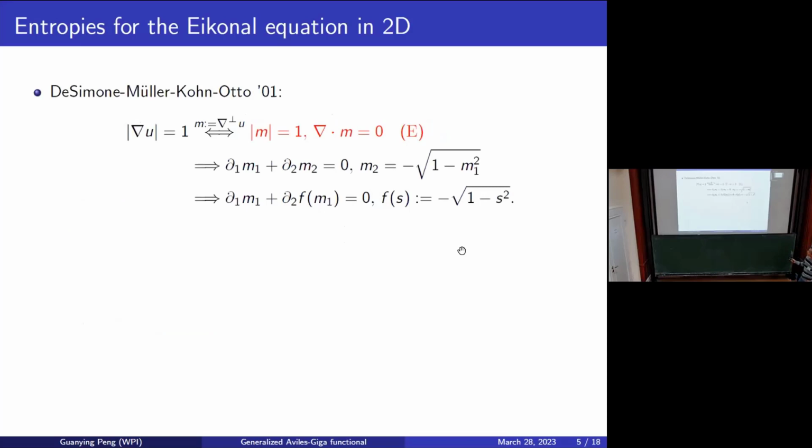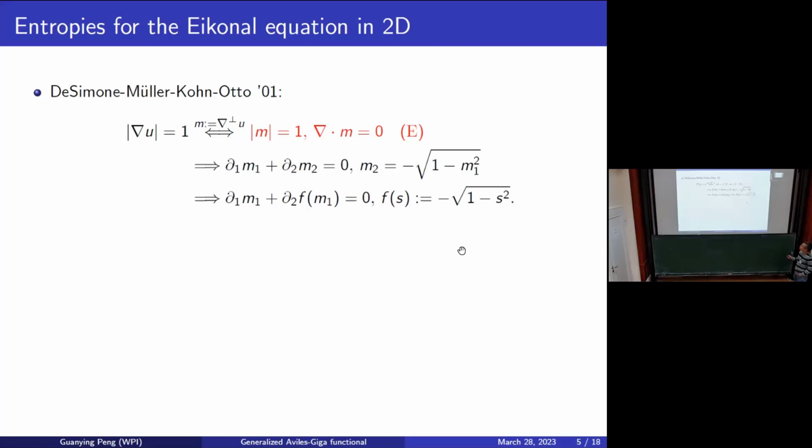Following the presentation in the work of Moni, Muller, Kohn, and Otto, we can reformulate this Eikonal equation in 2D as a scalar conservation law, as we mentioned in his talk. We introduce this auxiliary vector field M, which is grad perp of U, that is, a rotation of grad U by pi over 2. This vector field M is first a unit vector field, and then, since it's a rotation of a gradient, it's divergence free in 2D. I mark this equation by E, which stands for the Eikonal equation. And then we can write out the divergence free equation.